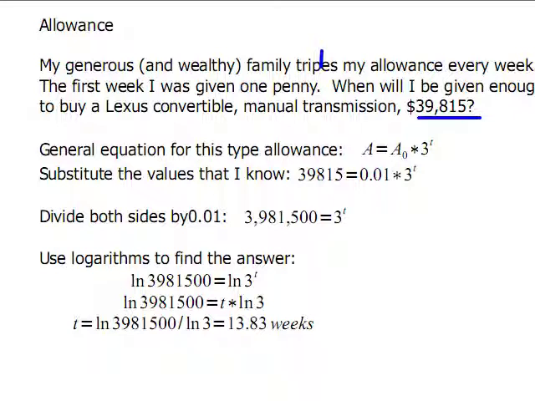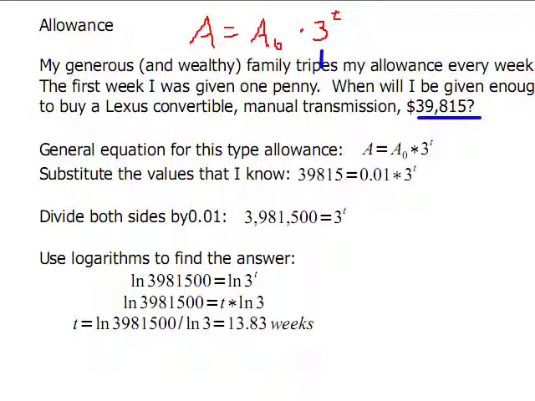The cost is something about $40,000. So I want to know, when am I going to get $40,000? Which week am I going to get $40,000 so I can buy this Lexus? Here is the equation. This is how that equation is written. The amount that I get equals the original amount times, and it's going to be tripled. So the base is 3, and it's tripled every week, 3 to the t.